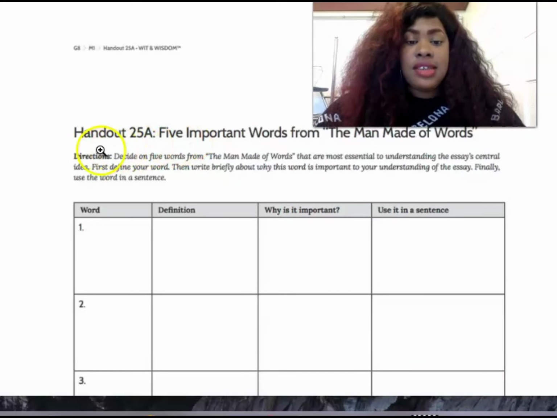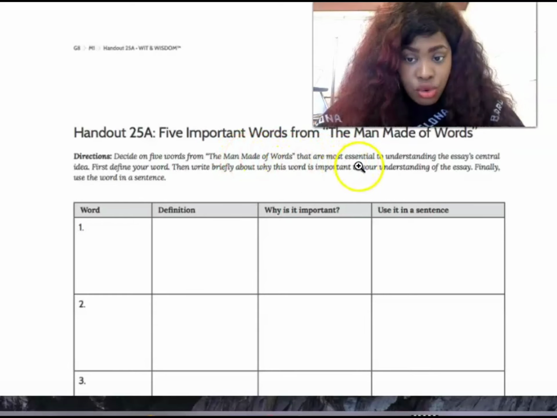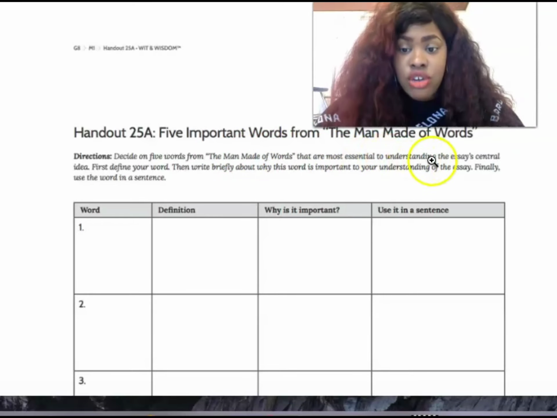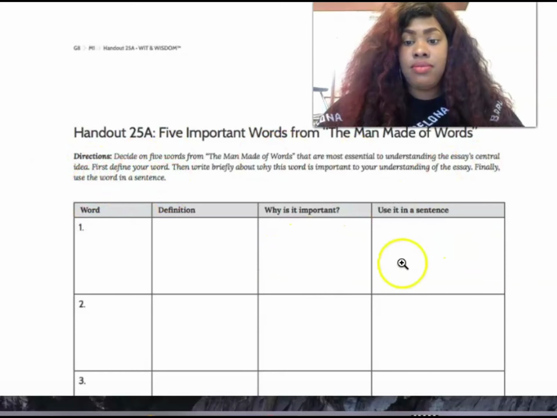Here it says handout 25A, 5 important words from The Man Made of Words. The direction says for you to decide on 5 words from the text that are most essential to understanding the essay's central idea. First, write the word and define it. Then you will write briefly about why this word is important to your understanding of the essay. And then finally, you will use the word in a sentence. That will be here.